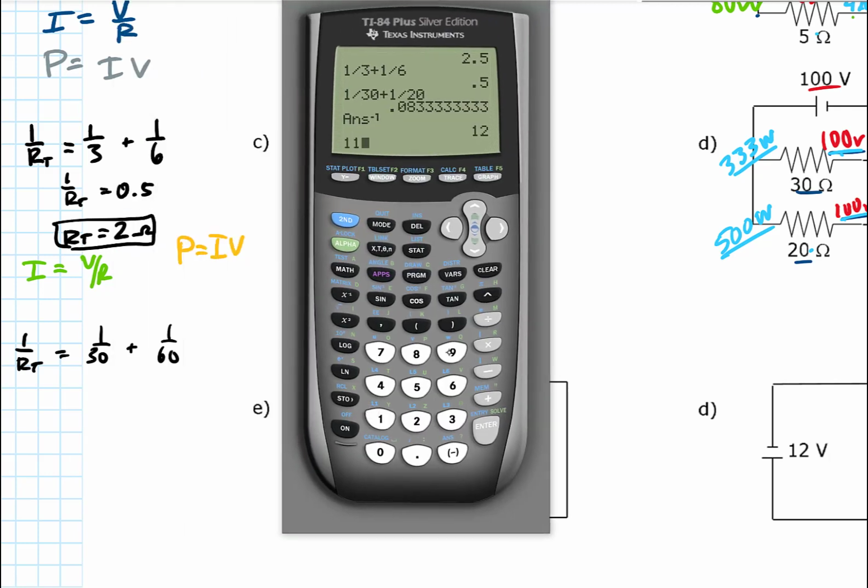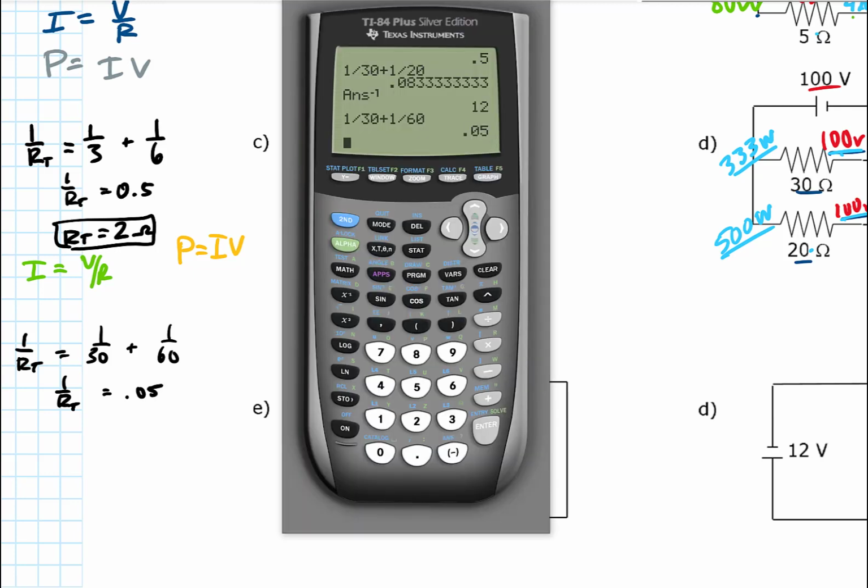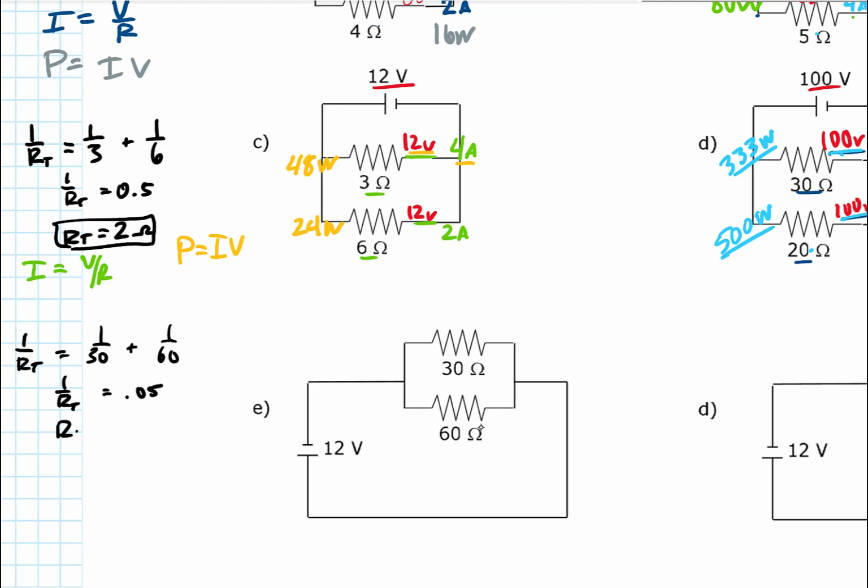So we got 1 divided by 30 plus 1 divided by 60, and that equals 0.05. So 1 over R total is 0.05. To get the total resistance, we're going to take the inverse of that. Do x negative 1 of 0.05, and that gives me R total as 20 ohms.